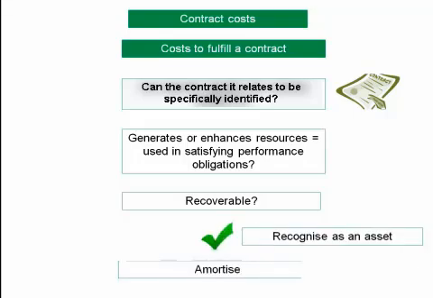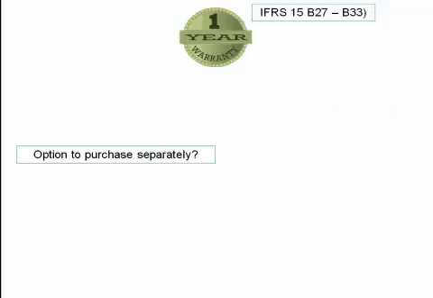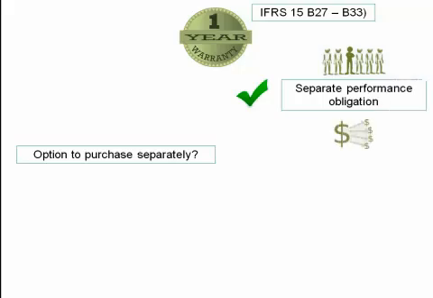The contract asset is amortized on a systematic basis that is consistent with the transfer to the customer of the goods or services to which the asset relates. If a customer has the option to purchase a warranty separately, for example because a warranty is priced or negotiated separately, the warranty is a distinct service. An entity shall then account for the promised warranty as a performance obligation and allocate a portion of the transaction price to that performance obligation.